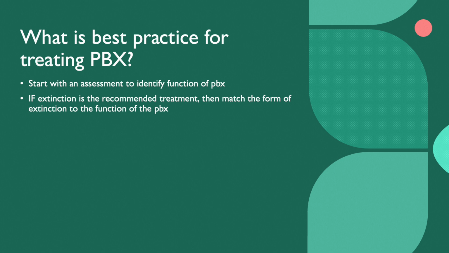Now, if you decide after conducting an assessment of problem behavior and determining the function of the behavior, and after you've considered contextual fit and what's socially appropriate for the client and what the caregivers can reasonably do, what's appropriate for the setting, etc., after you've considered all of that, if you decide that extinction is going to be a recommended treatment, because it's not always a recommended treatment, then you should make sure that you are matching the form of the extinction procedure to the function of the problem behavior, meaning that your extinction procedure should be function based.